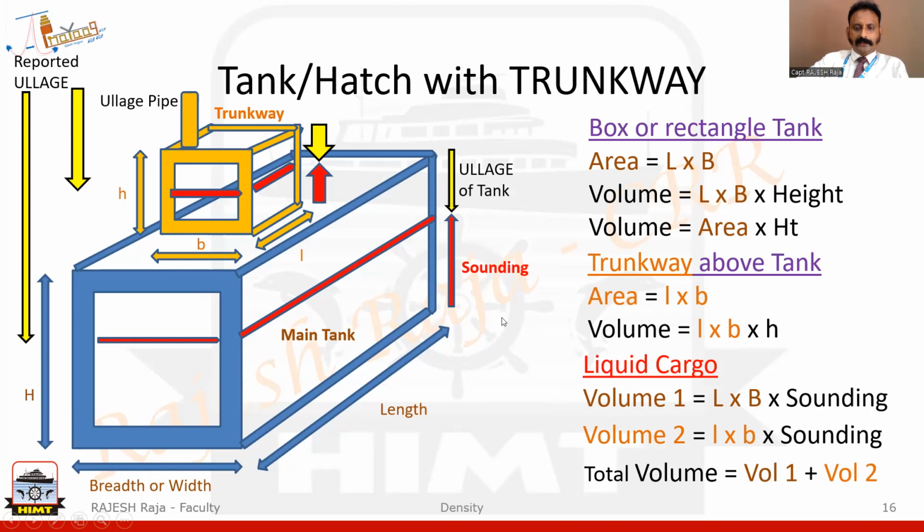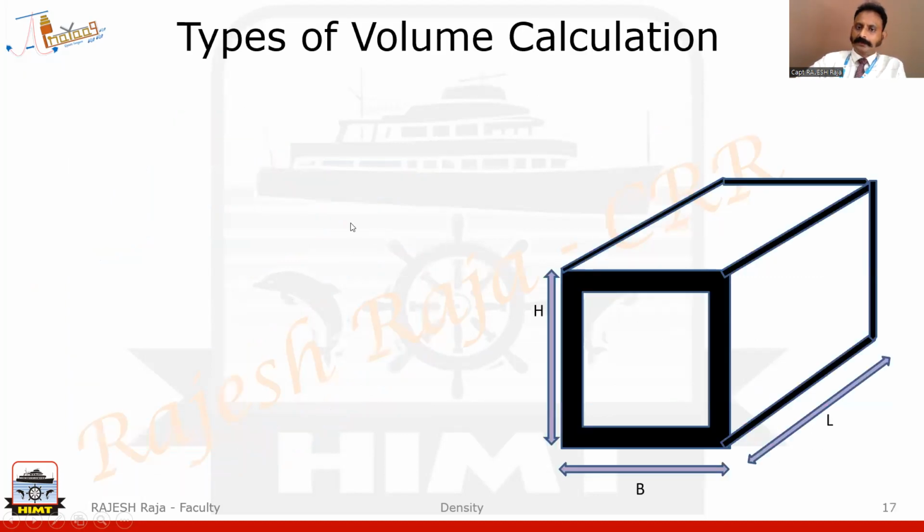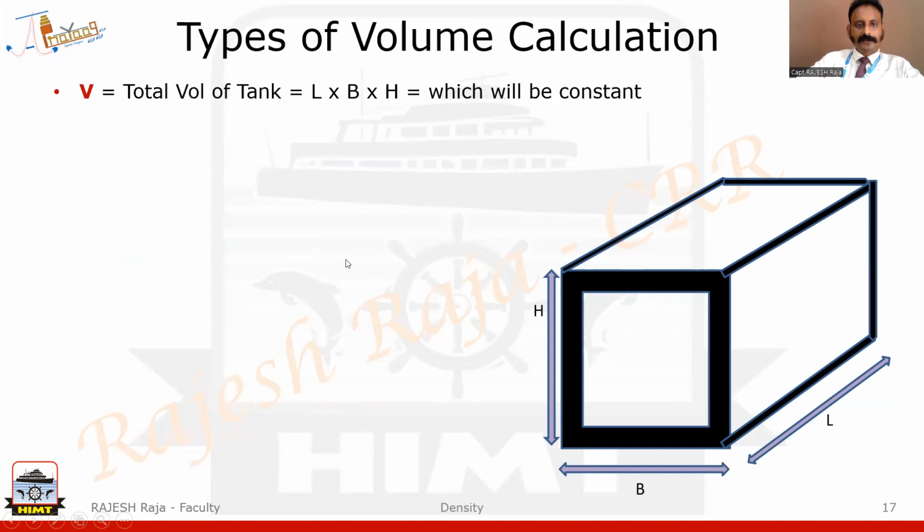Let us look at one last concept, which I told you. Two types of volume calculations are used in all our problems. So what are the two types of volume calculations that are used? Simple way of explaining is a rectangular tank again. Again, I have given you L into B into H. All of you should agree. If I ask you what is the volume of the empty tank, it is L into B into H, which is never going to change.